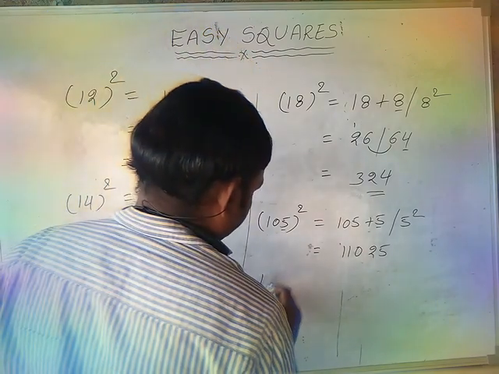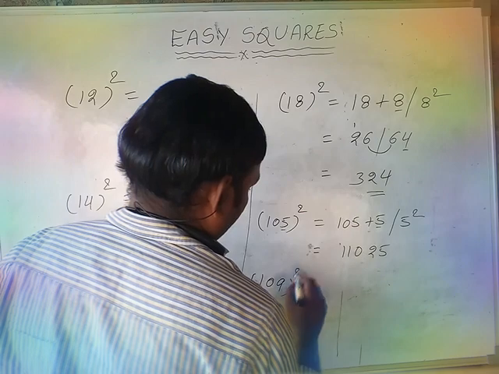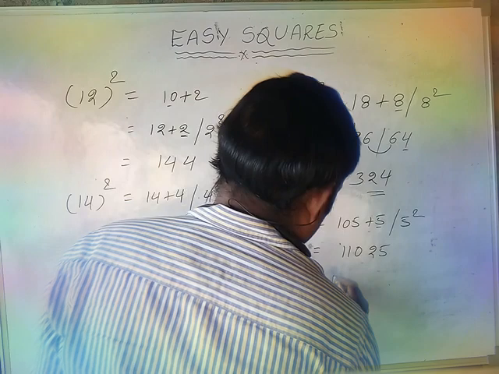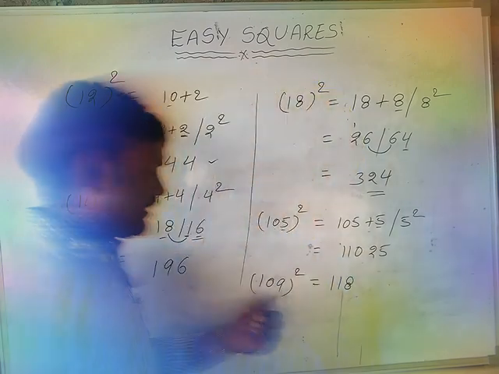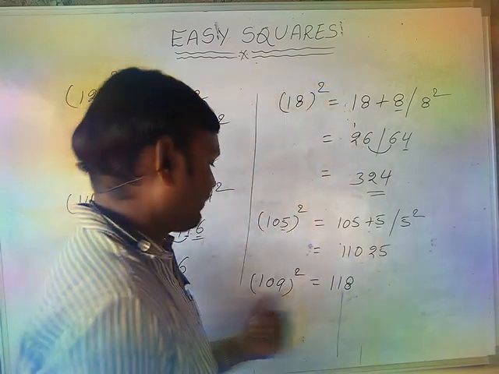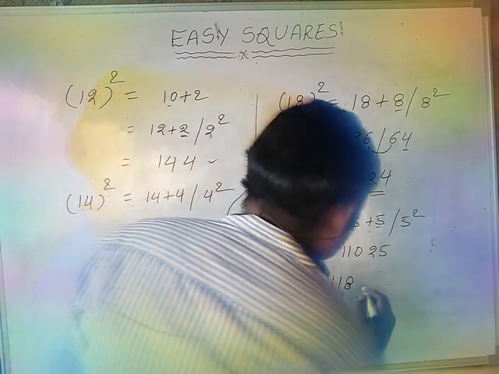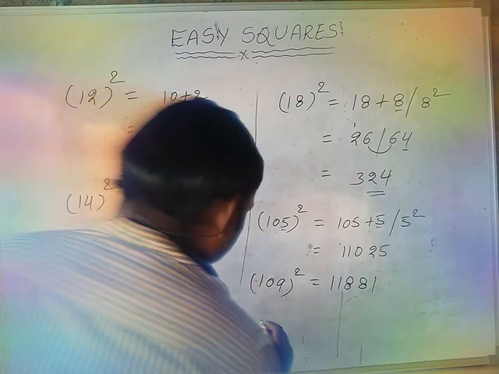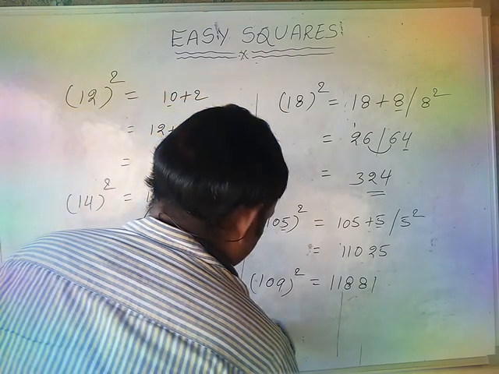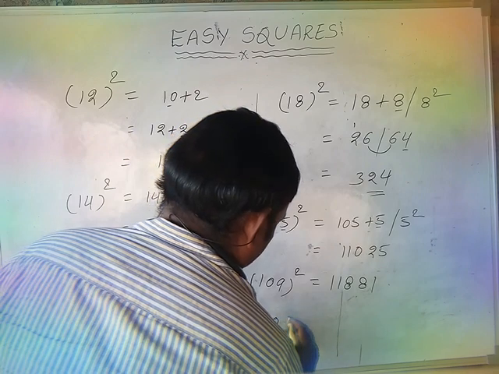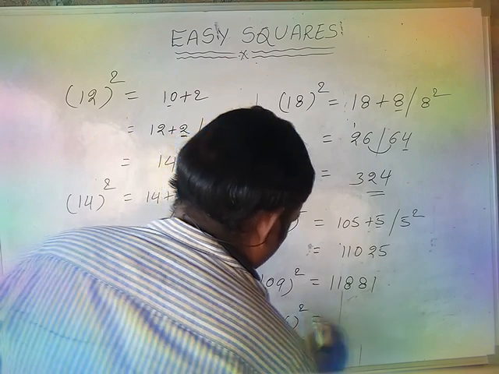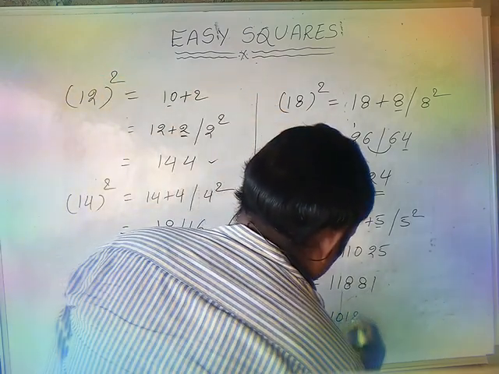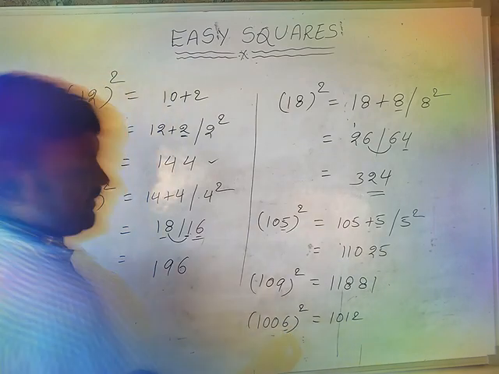So another number we will be taking here. For example, 109 whole square. So 109 plus 9 means 118. 9 square means 81. Another number will be taken here. For example, 1006 whole square here. Simple will be given answer here. 1012. 6 square means 36.